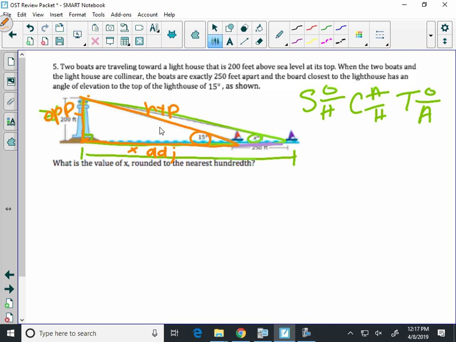So based off what we labeled, are we going to use sine, cosine, or tangent? Think which one has your number, which one has your variable. Tangent. So we're going to say tangent of our angle, which is 15, is equal to the opposite over the adjacent. Is x up high or down low? Down low. So we are going to do what?